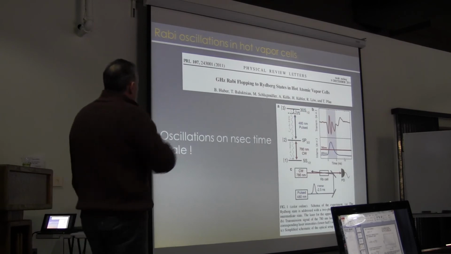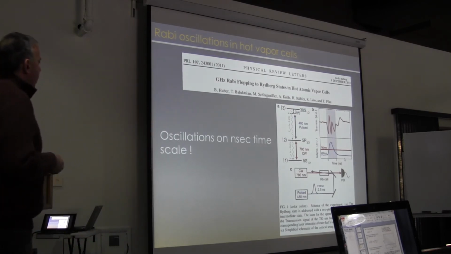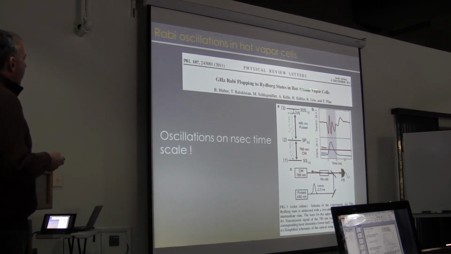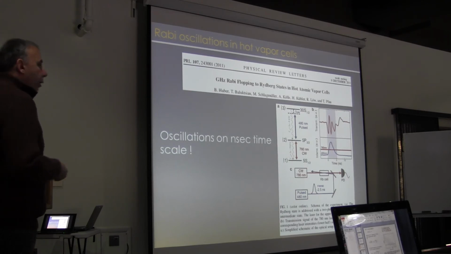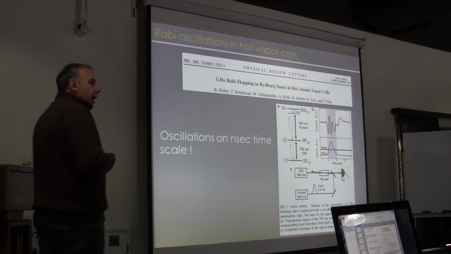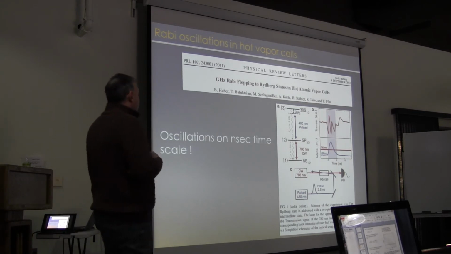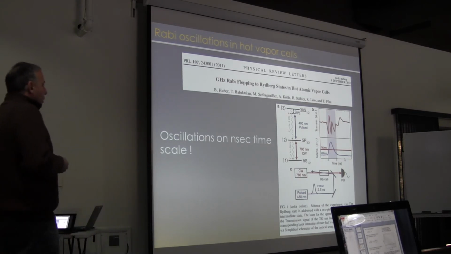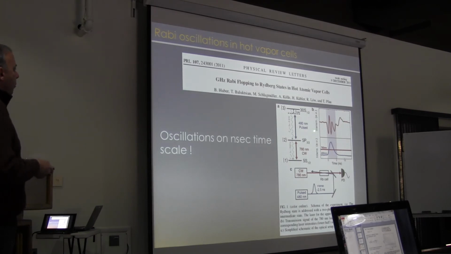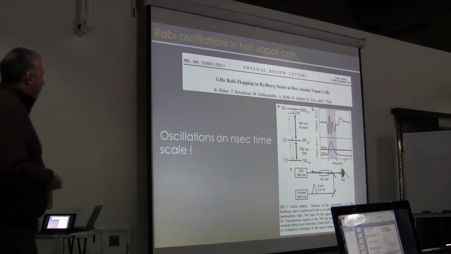You can also see time domain oscillations in much hotter gases. This work from the Stuttgart group, the Pfau group, uses very high intensity pulsed lasers, giving oscillations on nanosecond time scales. If the oscillation frequency is fast compared to the Doppler spreading, then you can see oscillations despite the Doppler effect, and you see that here on the nanosecond time scale, where the transmission through the cell is oscillating on a couple nanosecond scale.